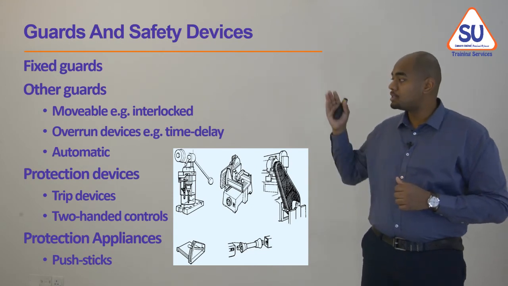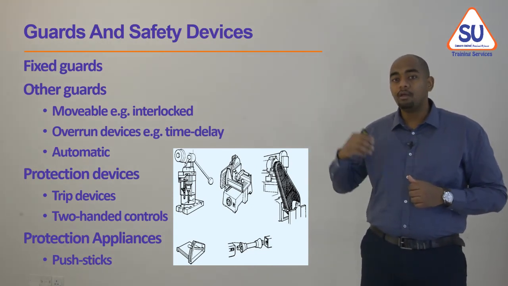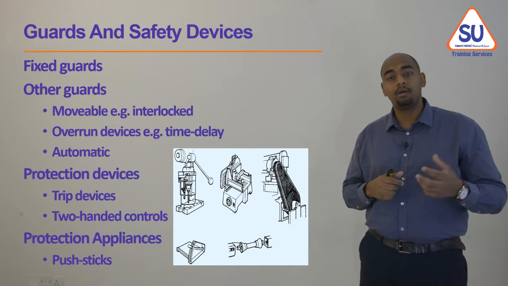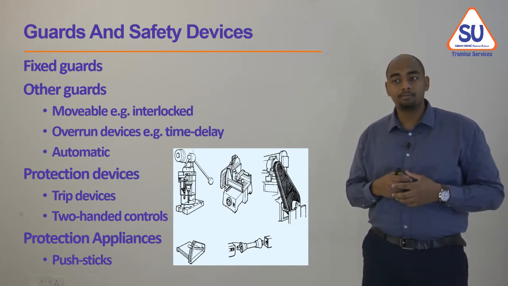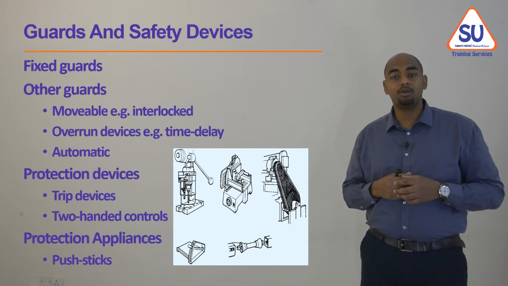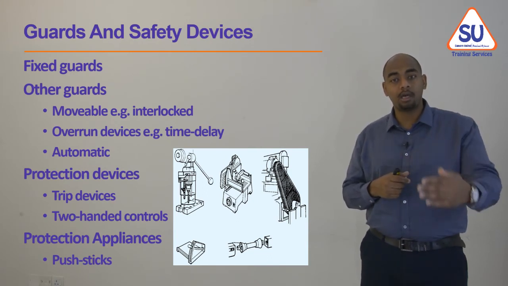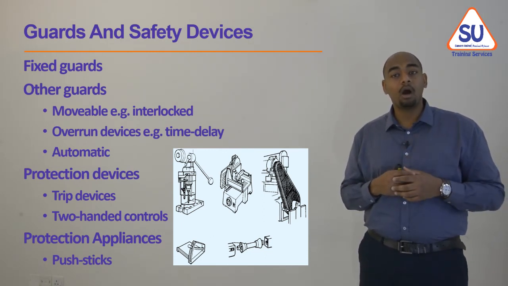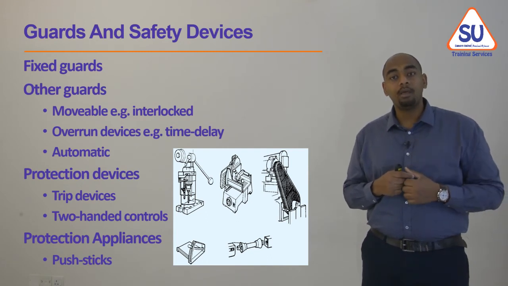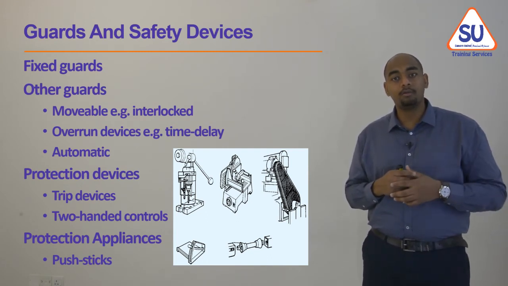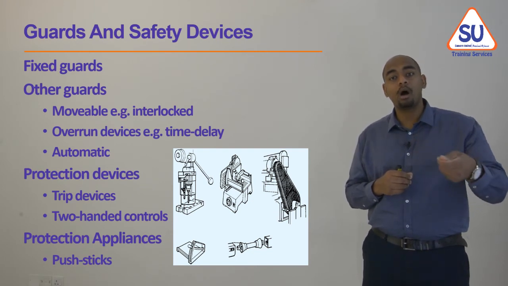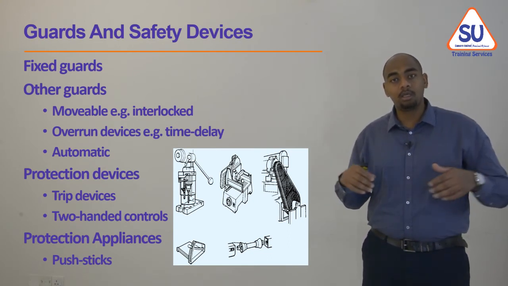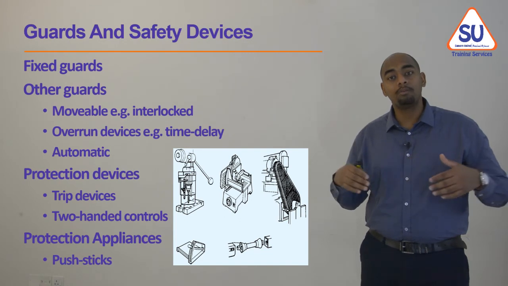The guards and safety devices, as you can see here on the list, we have the fixed guards, and also there are other guards including the movable guards or the interlock guards. The overrun devices, those are time delay devices. They will stop the machine after a while from working. And the automatic guards, those guards are automatically closing the dangerous parts of the equipment while we start running those equipments. Whenever we open those guards, immediately it will shut down or stop the machinery.